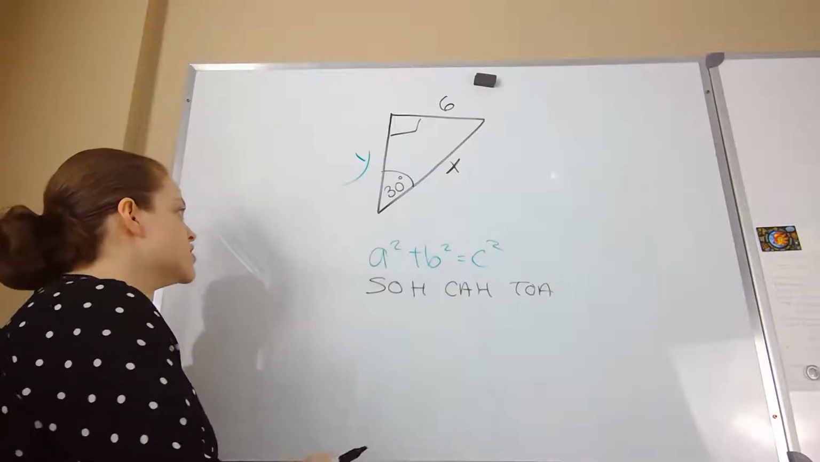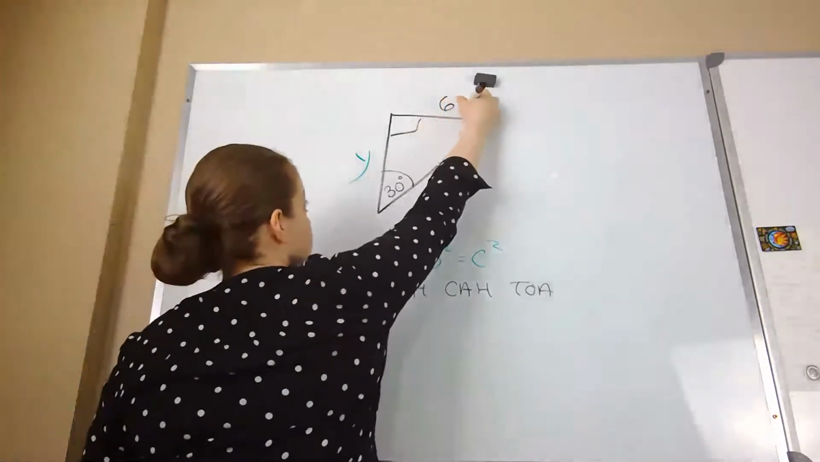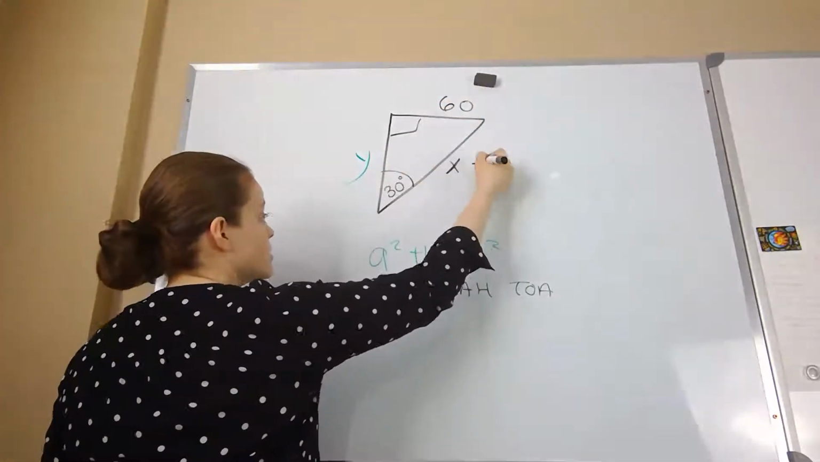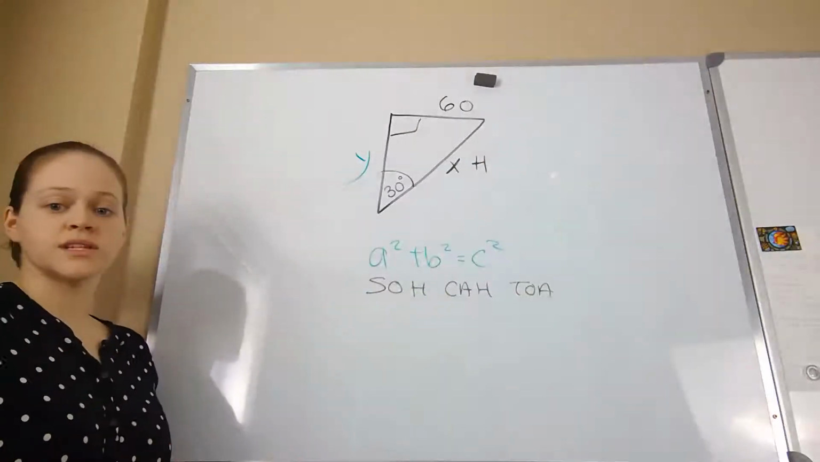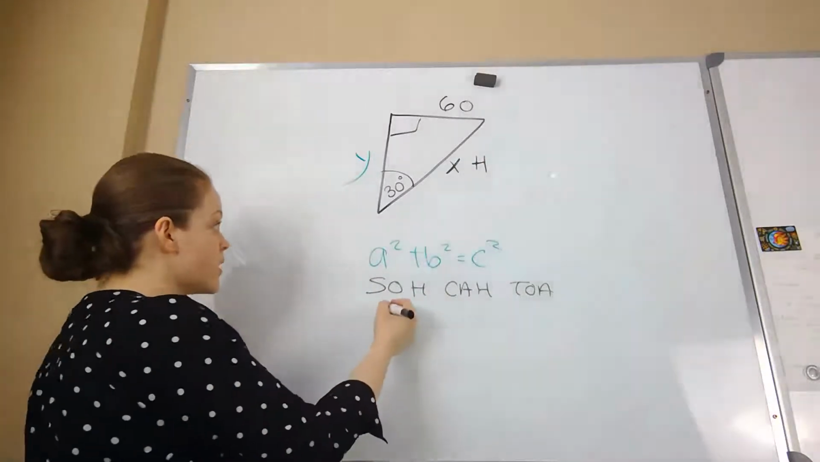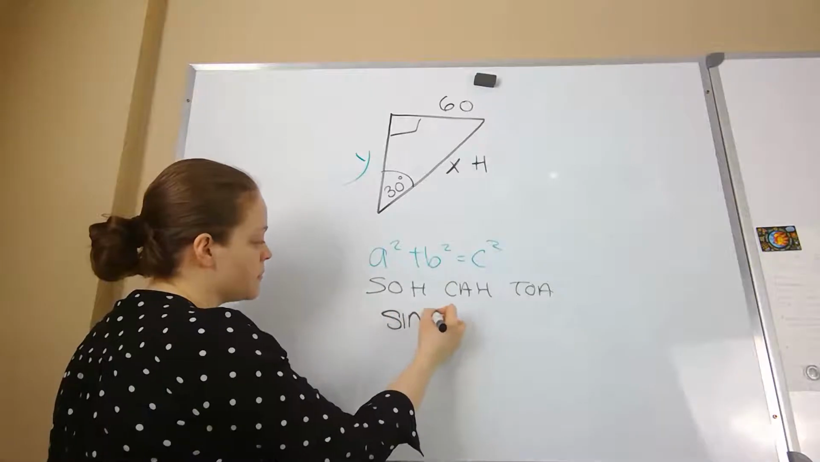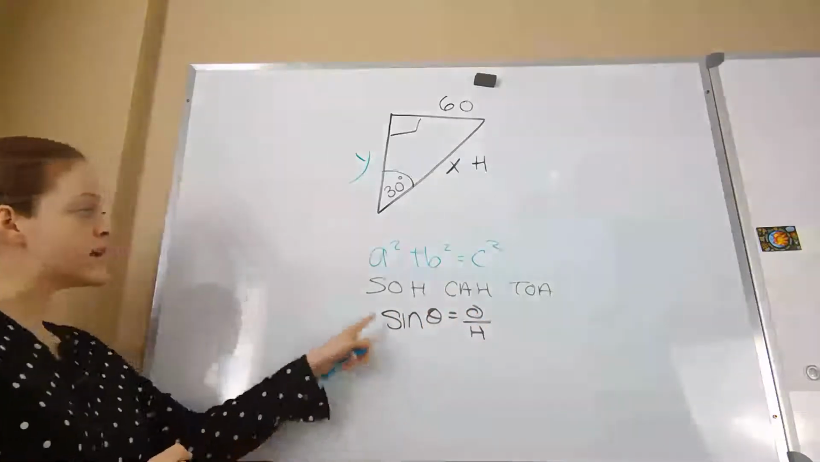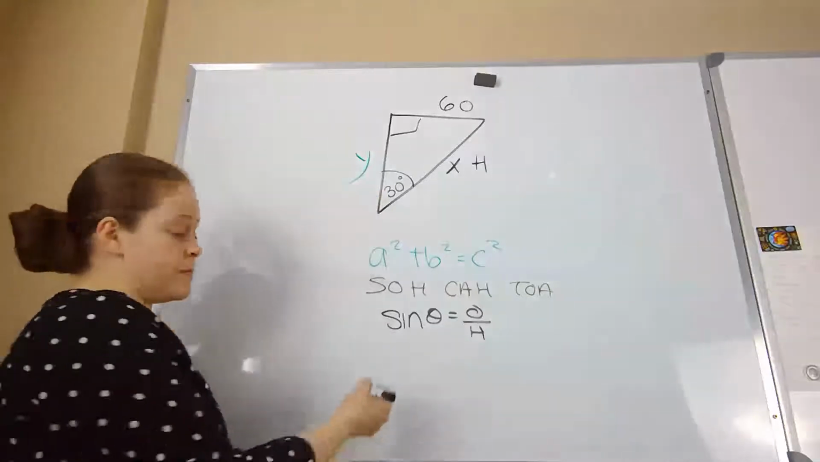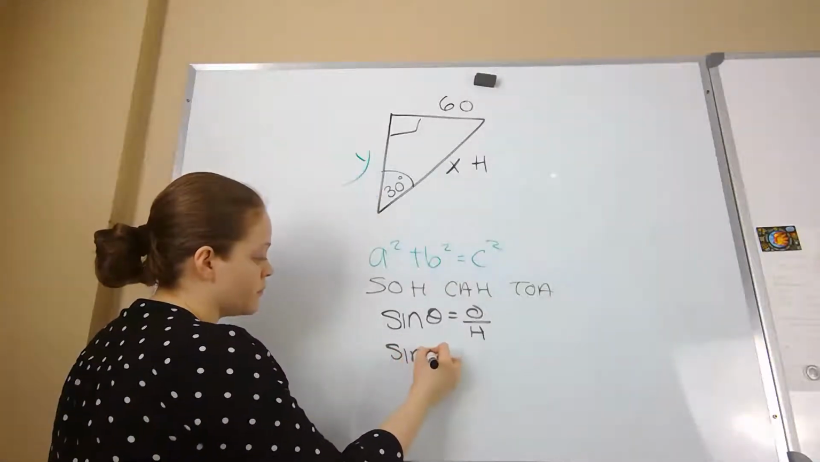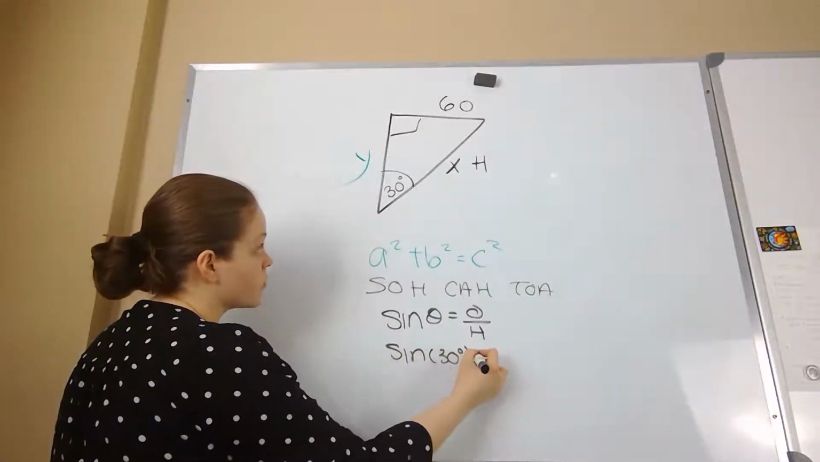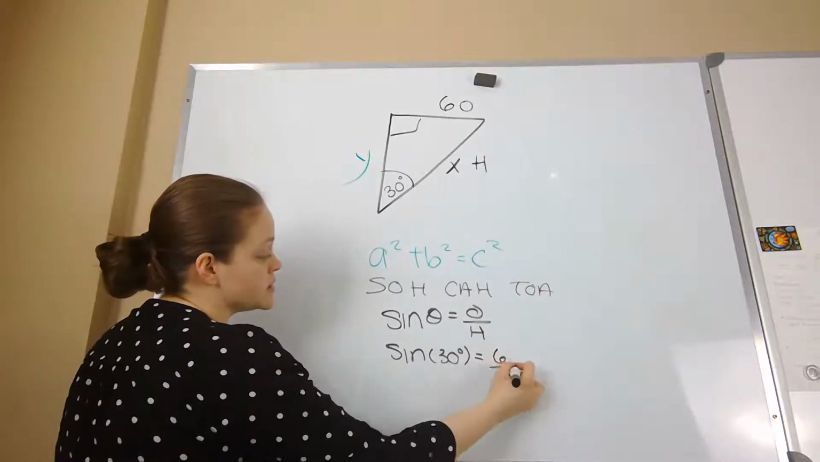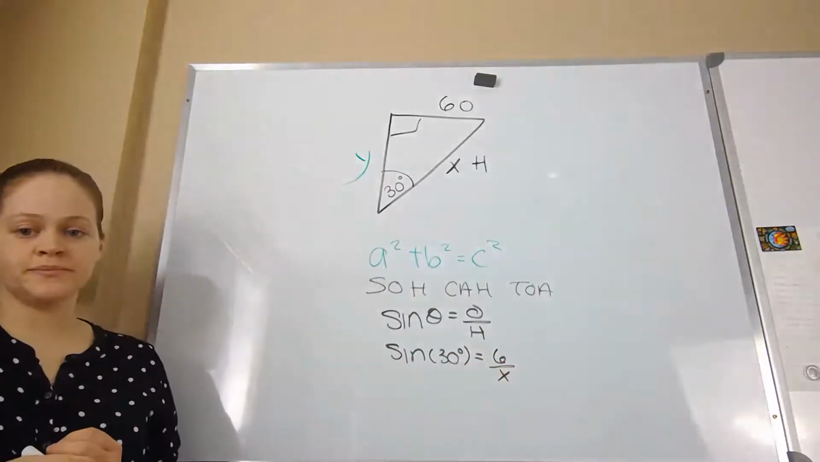Sine? Okay, so let's check. We have the opposite and we need the hypotenuse. So opposite and hypotenuse, definitely it's sine. Good job. Okay, so sine of the angle is our opposite over hypotenuse. We know the angle, we're going to put that in. The opposite is 6, your hypotenuse is x.